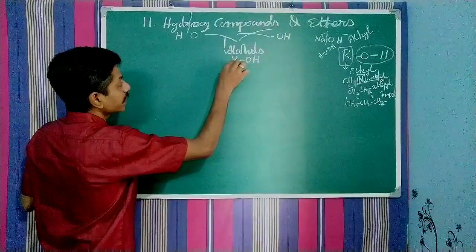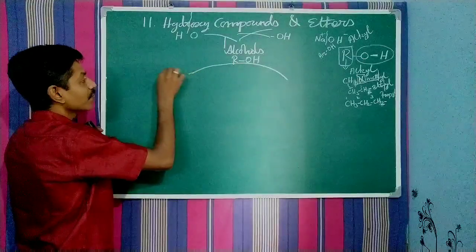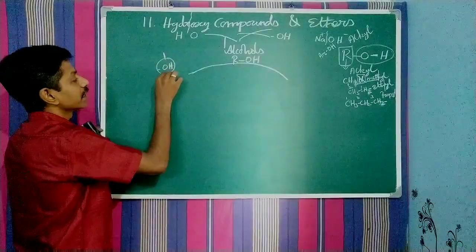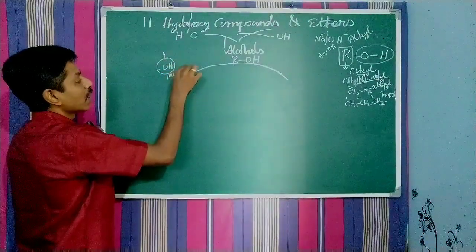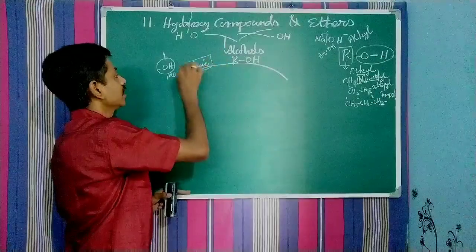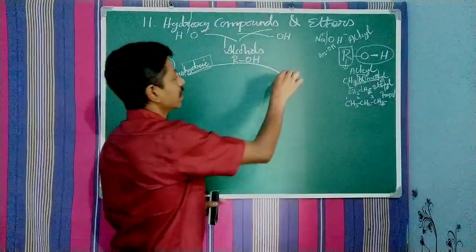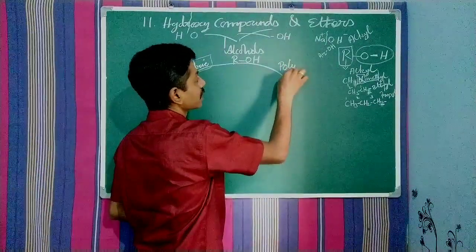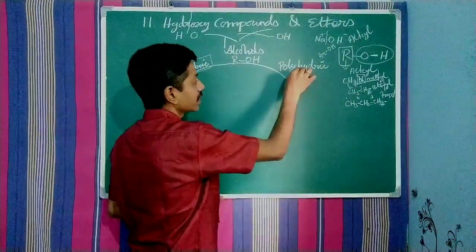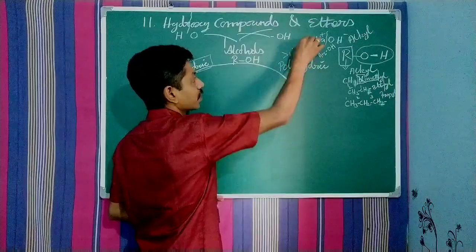And these are classified into two major types. What are they? Depending upon the number of OH groups, if only one OH group is available, they are called monohydric alcohols. Hydric means they wanted to say the OH group. So only one OH group is available, they are called monohydric. If more than one OH group is available, then they call them polyhydric.